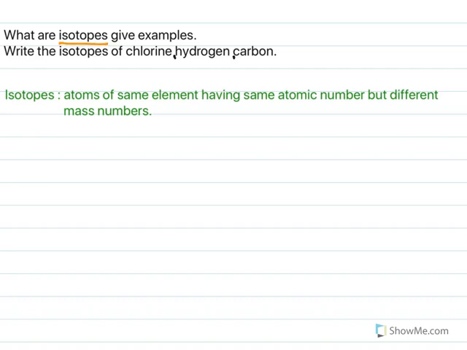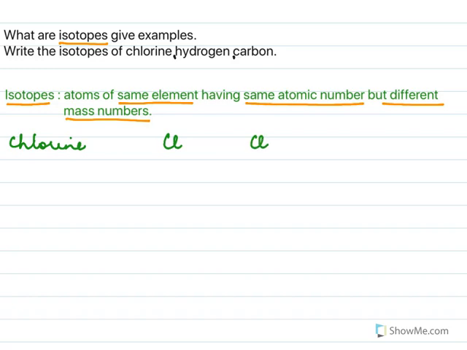What are isotopes? Isotopes are atoms of the same element having the same atomic number but different mass numbers. Let's take the example of chlorine. You have 2 isotopes and they have the same atomic number, 17 and 17, but the mass numbers are different. One is 35 and the other one is 37.